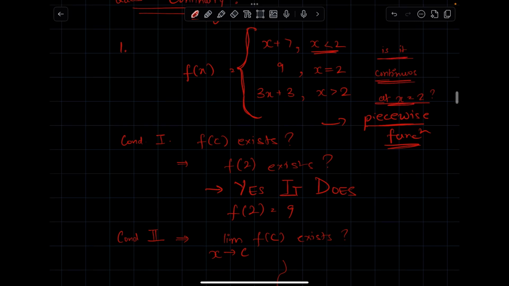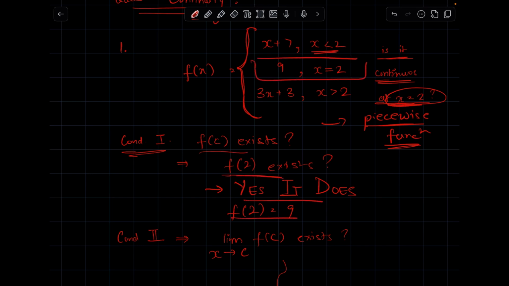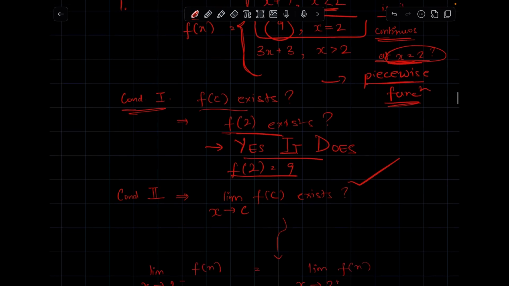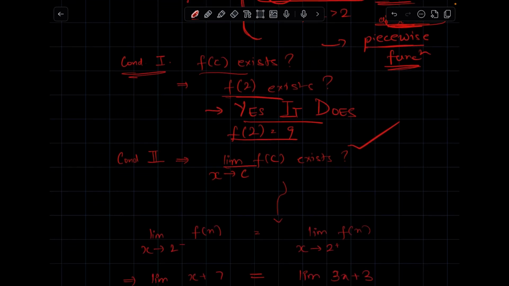So the first condition is, does f of c exist? Well, we need to find it at x equal to 2. So does f of 2 exist? Yes, it does, since it's been clearly mentioned that at x equal to 2, f of x is equal to 9. So our condition 1 is true. Condition 2 states that the limit of f of x as x tends to c exists.